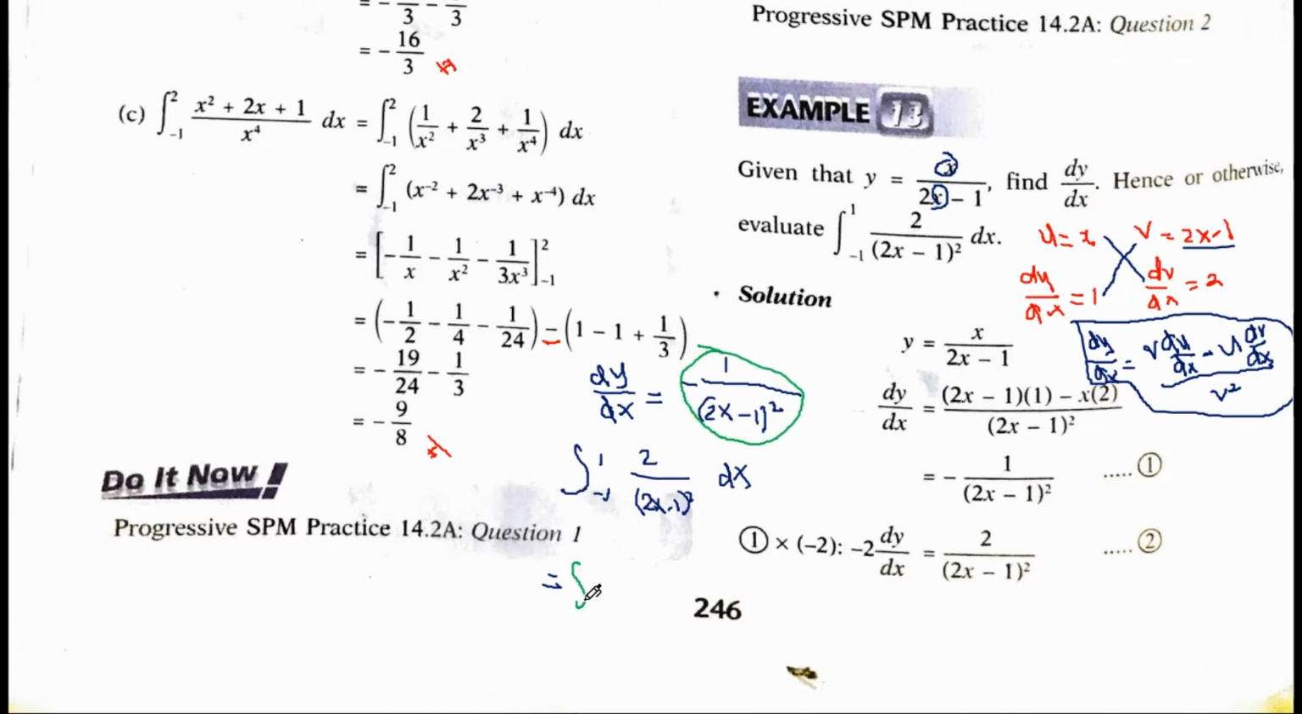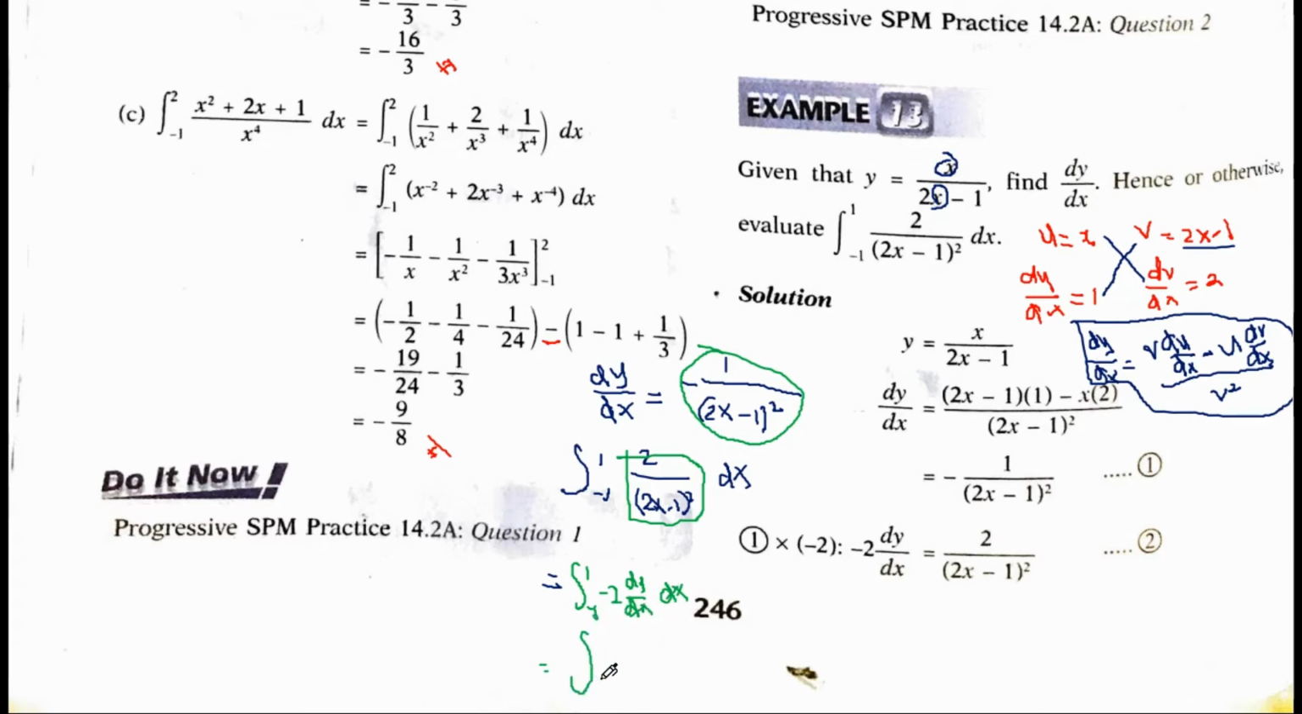So this is equal to the integral from negative 1 to 1. We have negative 1 over (2x minus 1) squared, but the question is 2 over (2x minus 1) squared. So we have to multiply by negative 2 times dy/dx, because negative 2 times negative 1 over (2x minus 1) squared, we will get back this one. So you can do it like this. And then the dx will cancel out.